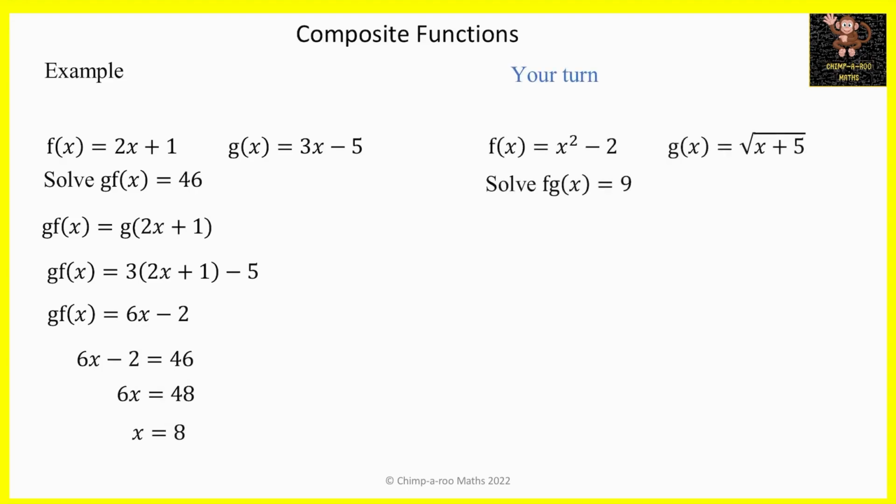Okay, your turn now. Have a go at this one. We've got f of x equals x squared minus 2, and g of x is the square root of x plus 5. And you need to solve fg of x equals 9. Use the example on the left hand side as a guide. Pause the video, have a go, and come back and check your answer.